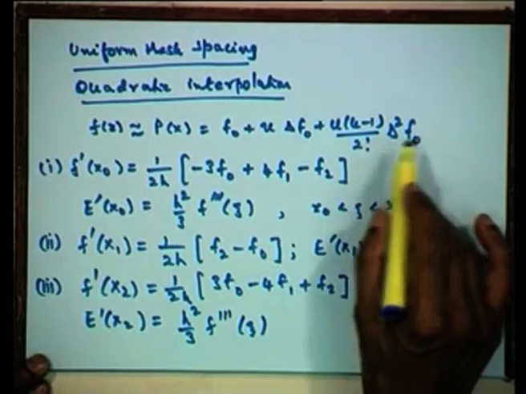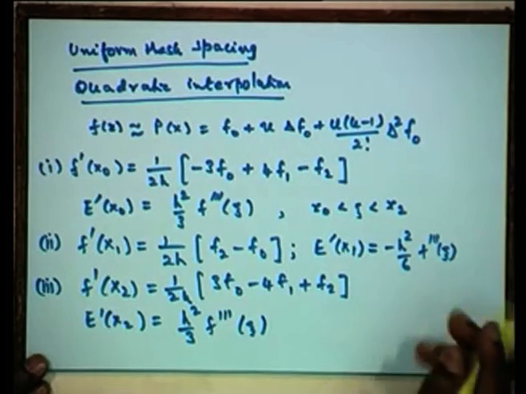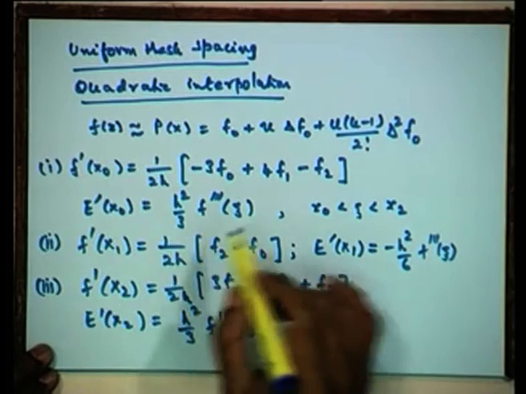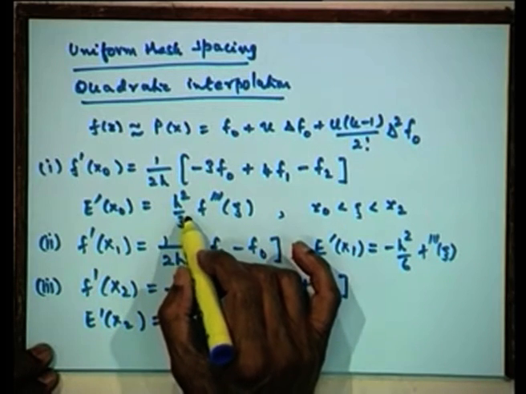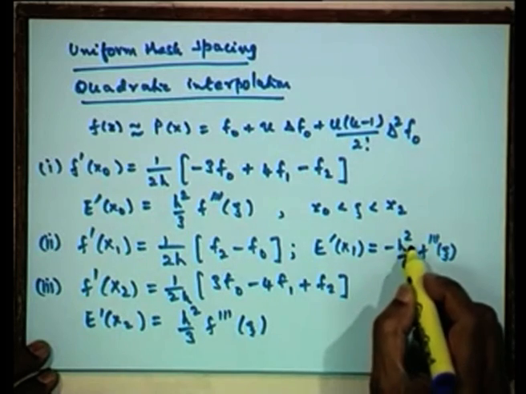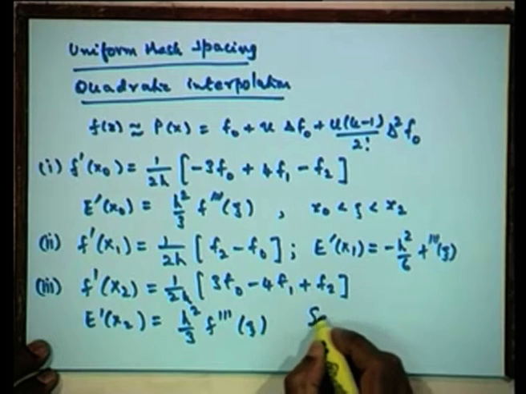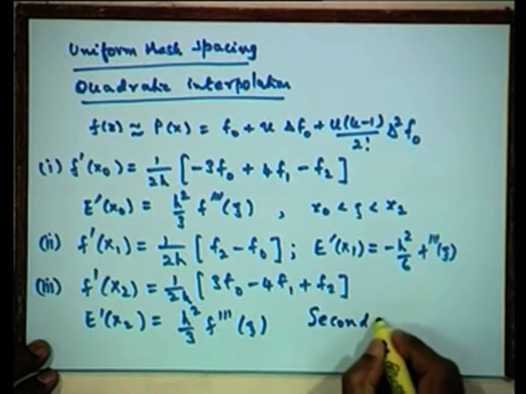So, these are the formulas that we derived last time, starting with Newton's forward difference formula, using up to the second difference, because it is only quadratic interpolation that we have obtained here. And we can see from here that this is a formula of order h square, that means it is a second order formula. This is also a second order formula, this is also a second order formula. All the formulas that we have written here are second order formulas.